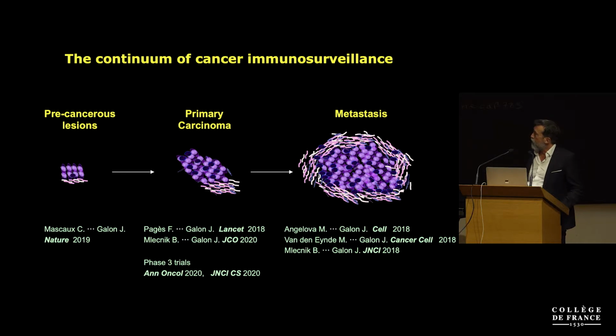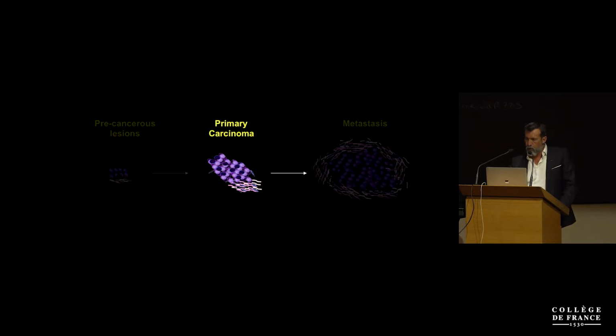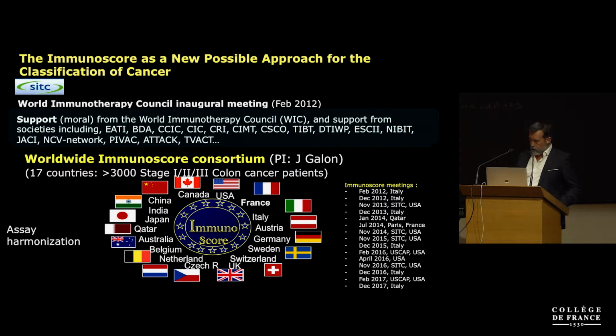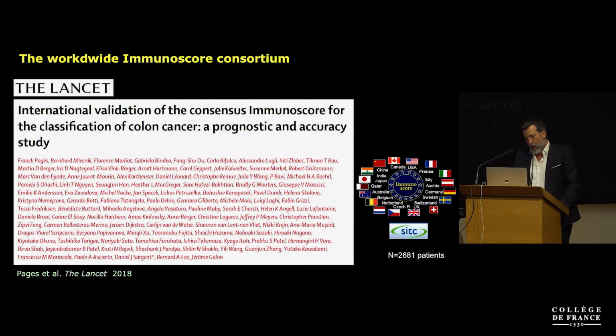And I will just briefly start with the primary tumor, just to give you an update on where we are with the immunoscore. So primary tumors, we started an international consortium, the Worldwide Immunoscore Consortium, to validate the power of evaluating the pre-existing immunity of patients, to stratify patients according to their risk. And we had very good feedback from many centers in many countries. And the paper was published back in 2018 in the Lancet with this international validation of the consensus immunoscore.